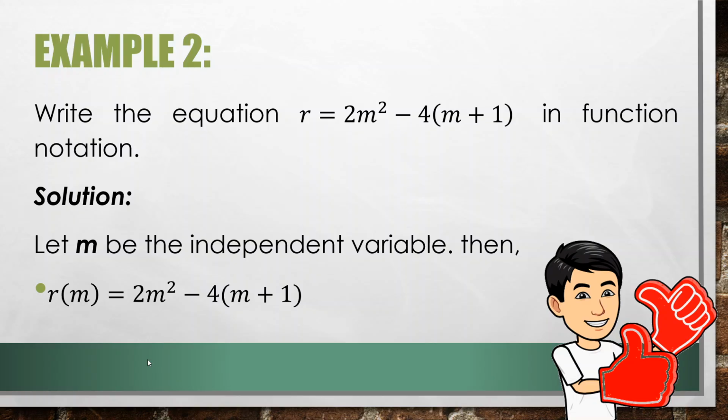r of m is equal to 2m squared minus 4 times the quantity of m plus 1.